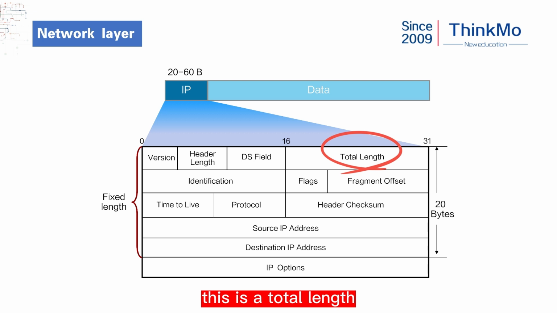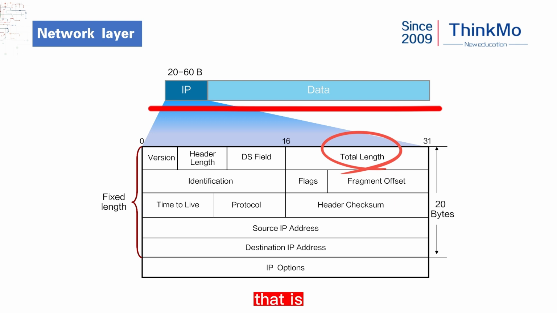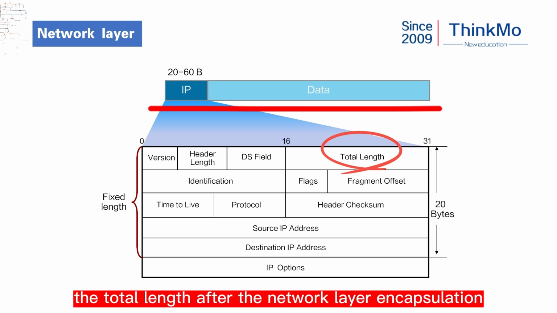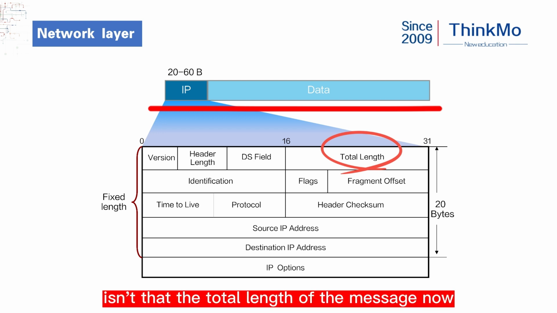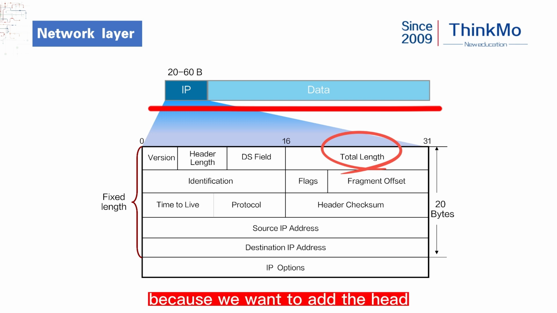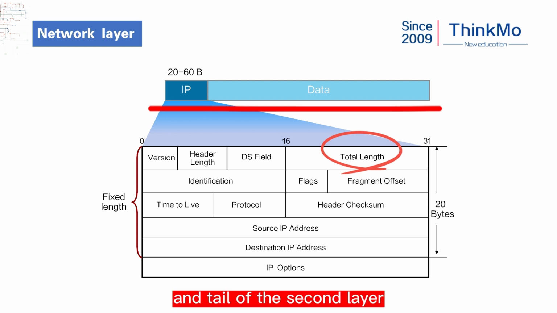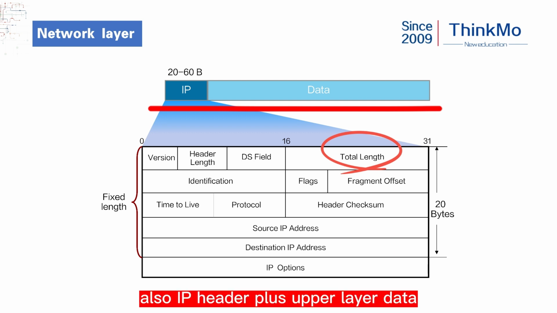This is the total length. The total length represents the IP header plus the length of the upper layer data. That is the total length after the network layer encapsulation. Some students will ask, isn't that the total length of the message now? Not really, because we still have to add the head and tail of the second layer. So actually it is the total length of the 3rd layer, I mean the middle part, which is also the IP header plus upper layer data. This is enough to understand.